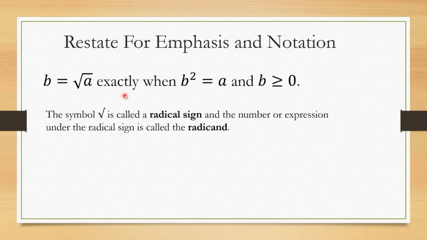I just restated it for emphasis. Basically here we're saying b is the square root of a exactly when b squared is a and b is non-negative. Exactly when b squared is a. So b is a square root of a and b is non-negative. Again, it's just the square root that is non-negative. That's all it is, and that's really what I'm trying to say here. So when you see the square root, it has to be non-negative.